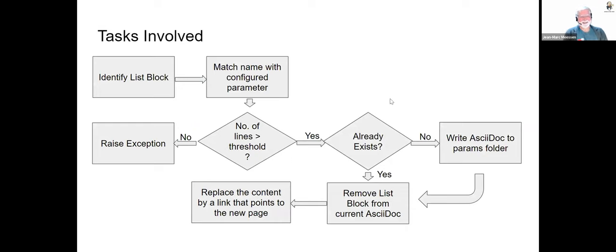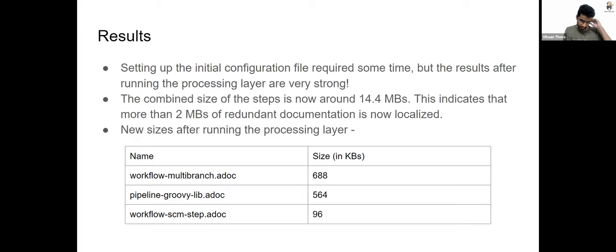Okay, so basically this is just a flowchart of what I mentioned right now. And here are some results that I would like to share finally. So the size of the final ASCII docs has been reduced by more than 2 MBs. And this is all the redundancy that we're getting rid of. And these specific pages on their own have been reduced a lot in size. So earlier, if you remember, this workflow multi-branch was 5 MBs in size. It's now just 0.7 MBs.